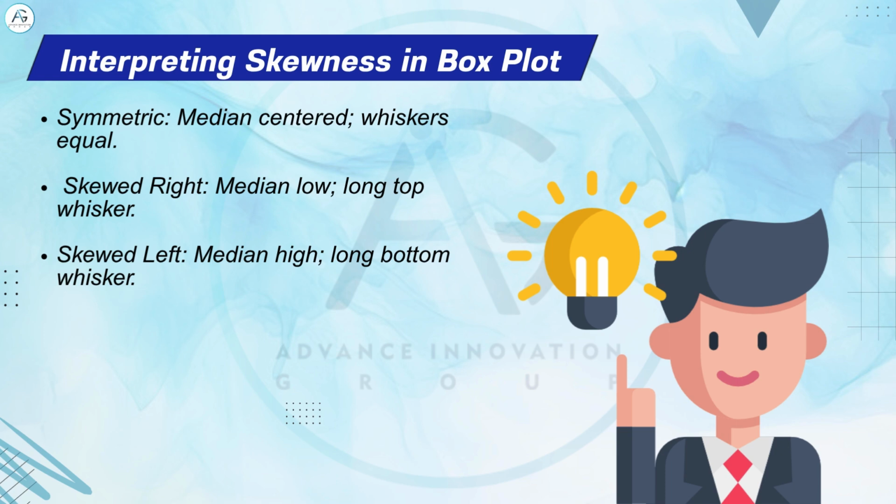No significant skew. If the data is skewed to the right, also called positively skewed, the median will appear closer to the bottom of the box, and the upper whisker will be longer. This means there are more smaller values and a few larger ones pulling the tail to the right. On the other hand, if the data is skewed to the left, or negatively skewed, the median shifts upward, closer to the top of the box, and the lower whisker is longer. This suggests more large values with a few small ones pulling the tail to the left.